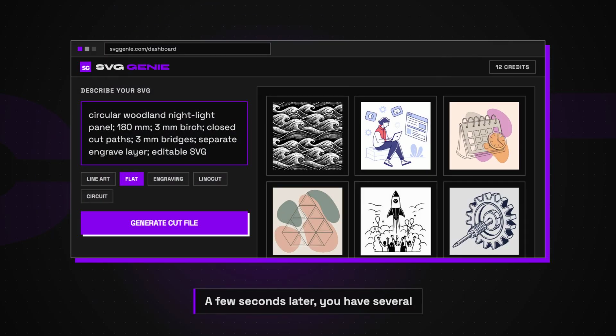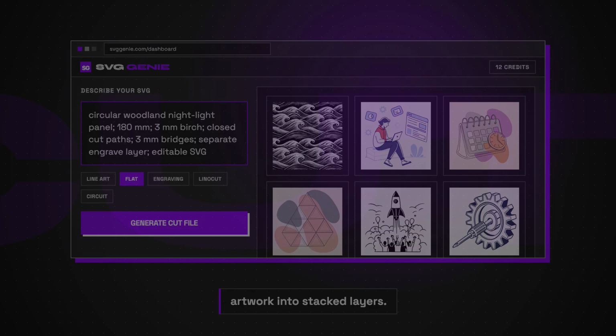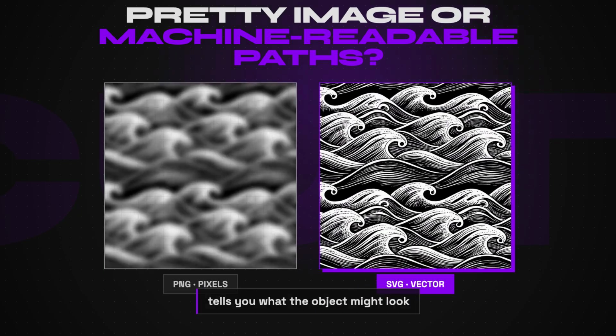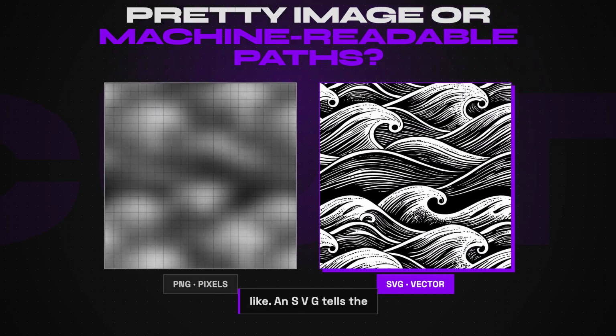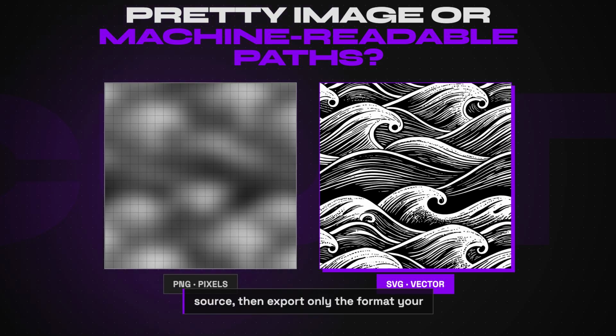A few seconds later, you have several vector directions instead of a flattened reference image. The fox, trees, moon, border, and engraved details remain editable. You can widen a bridge, remove a fragile branch, simplify nodes, change the diameter, or split the artwork into stacked layers. Compare the deliverables. A PNG tells you what the object might look like. An SVG tells the machine where to move. Pixels hide overlaps and gaps. Vector paths expose them. Keep the editable SVG as the source, then export only the format your laser software expects.